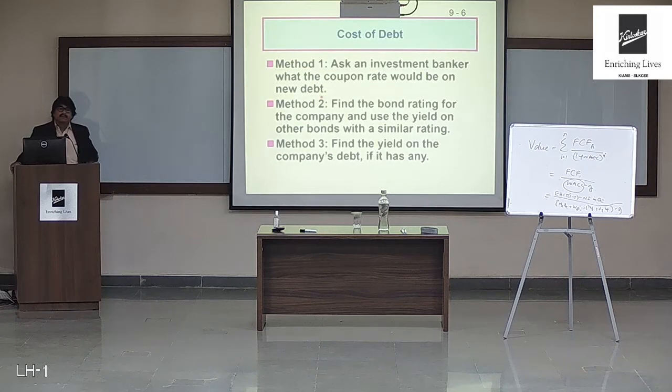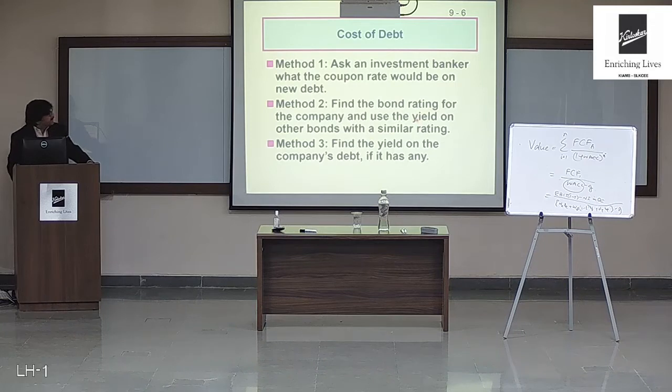Now how do we calculate the cost of debt? There are different ways to calculate it. The first is the coupon rate: what is the coupon rate on the new debt which will be charged if the company goes for a loan, and what rate the investment banker is offering for this. That rate can be taken as the cost of debt. The second method is to take the bond rating for the company and use the yield on bonds with a similar rating. This becomes a little difficult because you have to see what similar companies there are and whose bonds are trading in the market. Method 3 is to find the yield on the company's own debt and use that as the cost of debt.